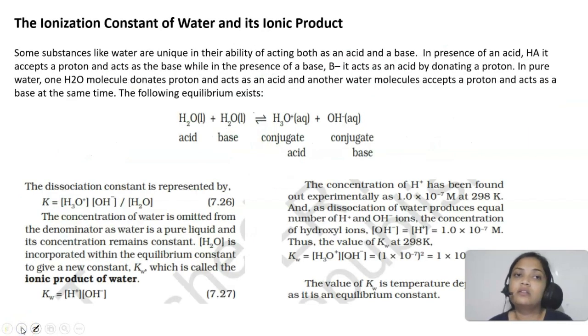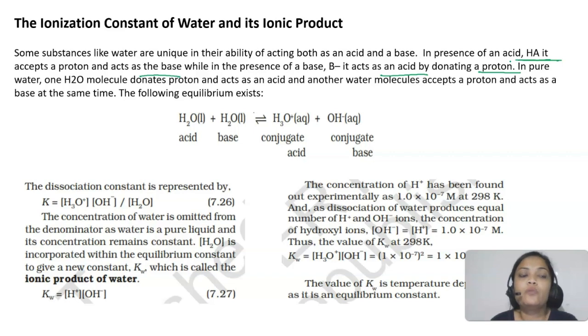Now students, another important thing is the ionization constant of water and its ionic product. Now you know that water has the ability of acting both as an acid and a base. In the presence of an acid, that is HA, it will accept a proton and act as the base, while in the presence of a base it will be acting as an acid by donating the proton.